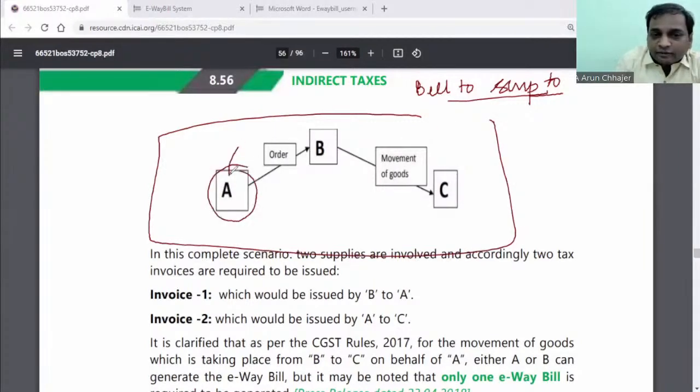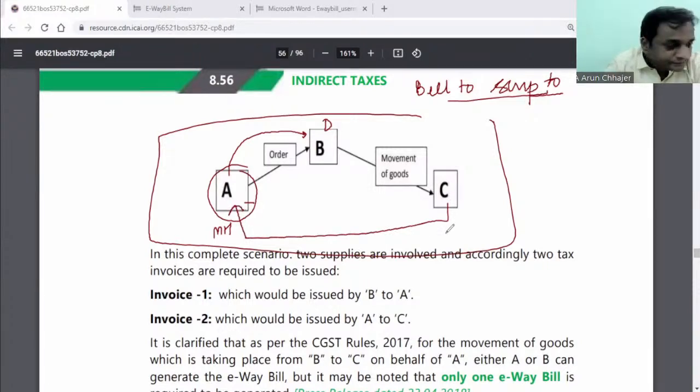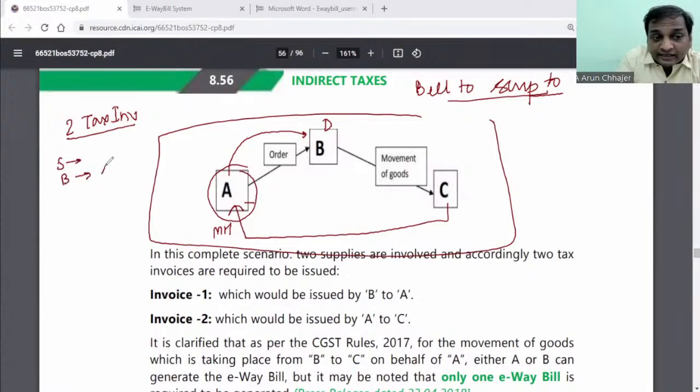A has given the purchase order to B, B from Delhi, A from Maharashtra, to deliver certain goods. Similarly, A has received the order from C to deliver the goods. I can say in this transaction there are two tax invoices. One tax invoice from B to A. Another tax invoice A will raise on C.